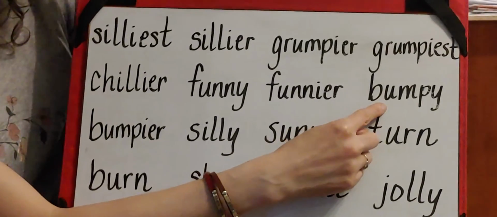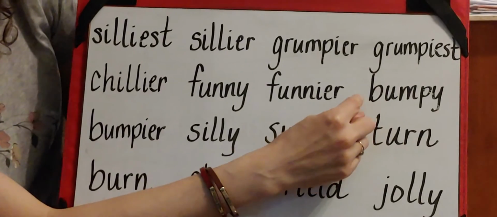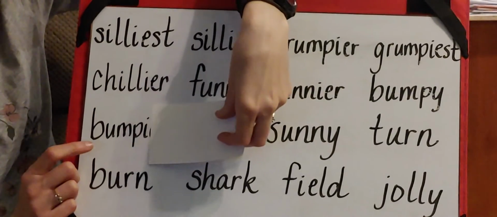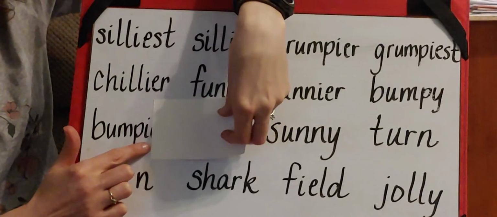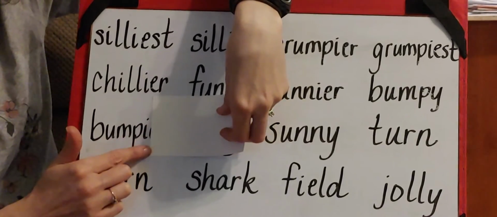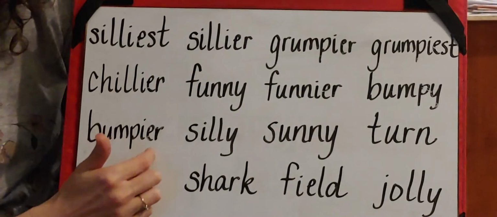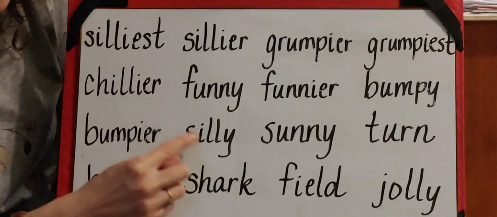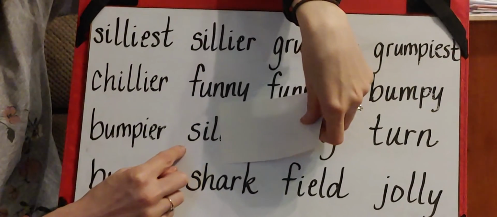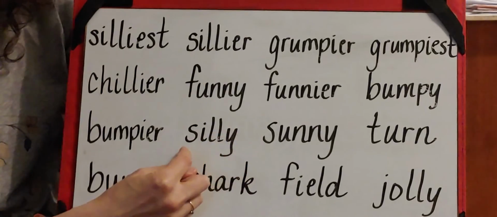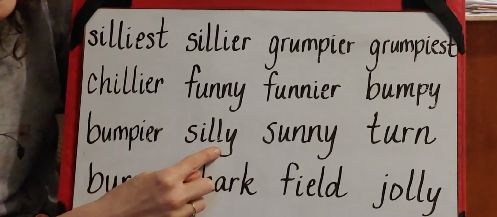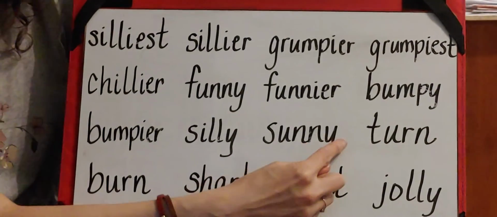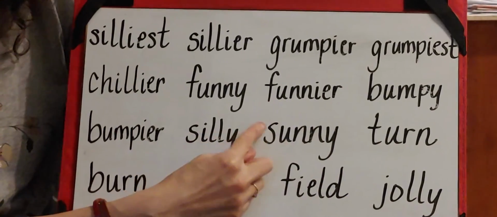Remember what Mr. Bailey said last week? If it has two syllables, it makes the E sound at the end. Bumpy. Let's cover up this ER ending. Here's bump, and then they changed the Y to an I. Bumpy, bumpier. Word, bumpier. Let's look at this one. That's 2 syllables. Here's the first syllable, silly, silly. Word, silly. Next one, sunny, sunny. Word, sunny.